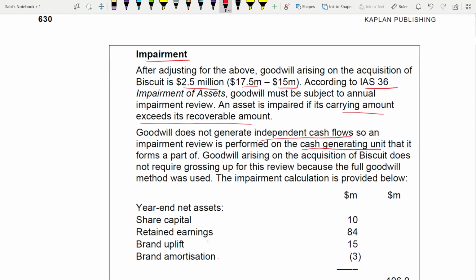So in this case, any goodwill that is arising, you don't have to gross it up. Why? Because you're using the full goodwill method. What is the meaning of full goodwill method? That means you are valuing the NCI at fair value. When you're valuing the NCI at fair value, you don't have to gross up the goodwill. For impairment, you often have to gross up the goodwill sometimes. But in this case, you don't have to. That means this becomes easy for you now.